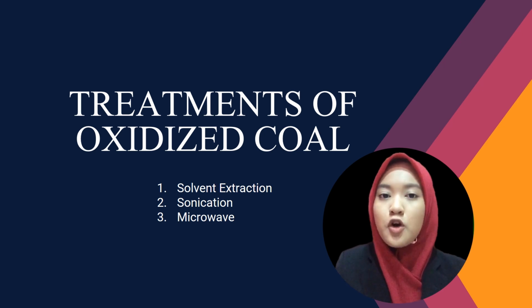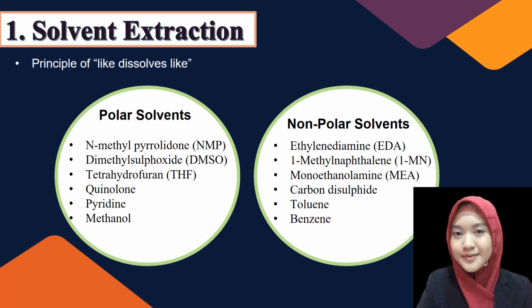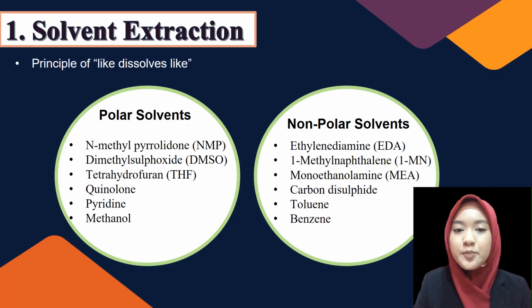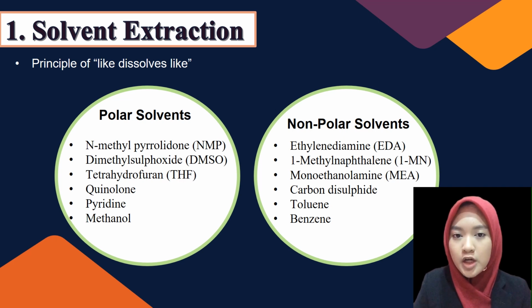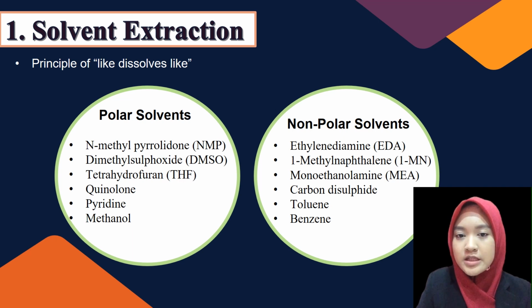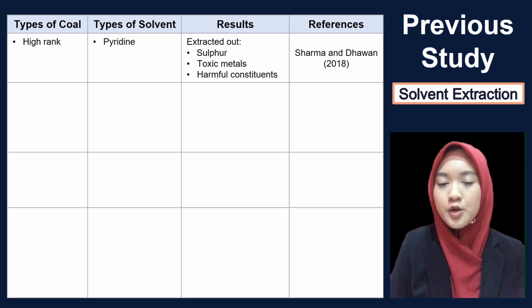Next are the treatments for oxidized coal. This review only focuses on the method of solvent extraction with the aid of sonication and microwave. In solvent extraction, the principle is like dissolves like. Polar solvents are used to extract polar components, while non-polar solvents are used to extract non-polar components inside the coal. A previous study by Sharma and Dhawan emphasized that pyridine is the most effective solvent for high-rank coal. As a result, sulfur, toxic metals and harmful constituents such as vanadium and mercury were successfully extracted out.